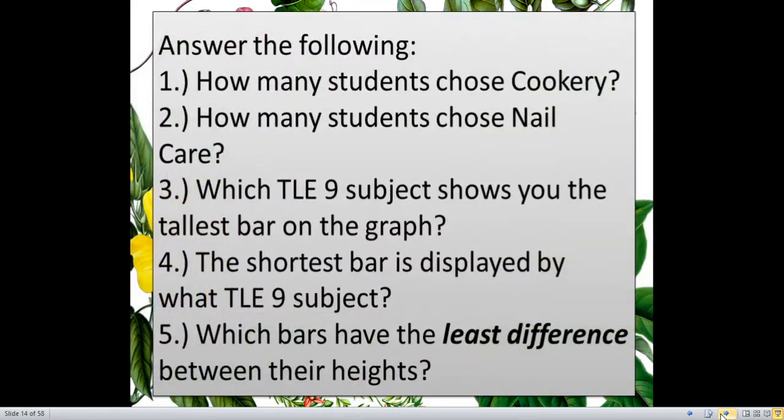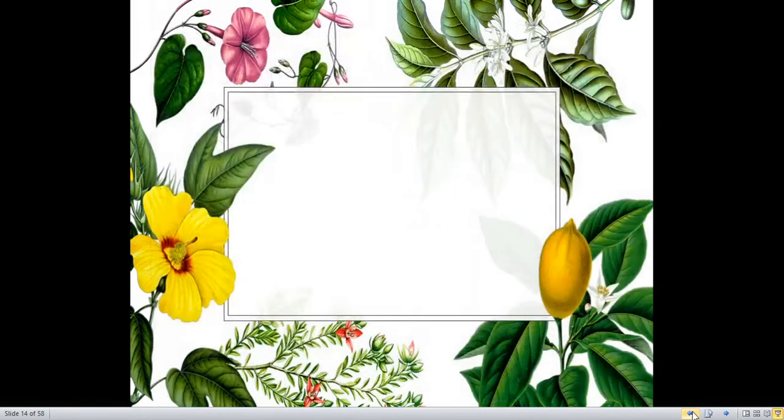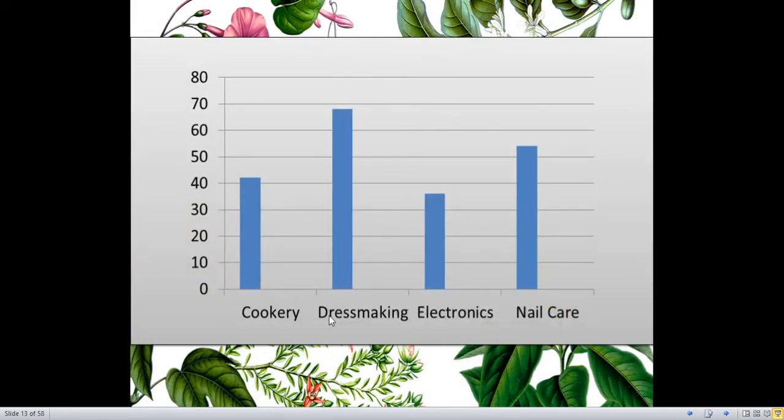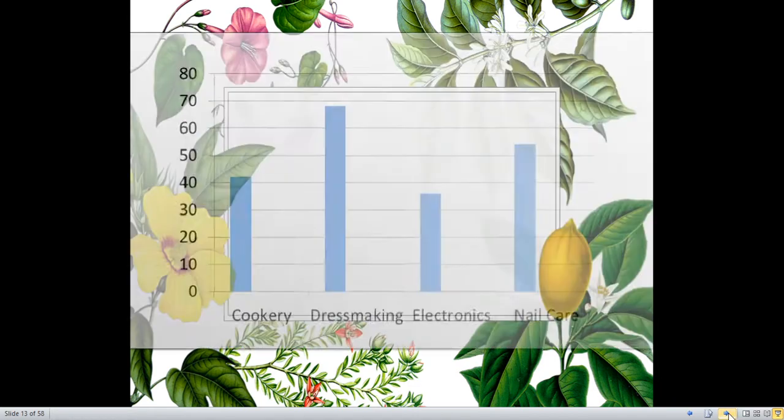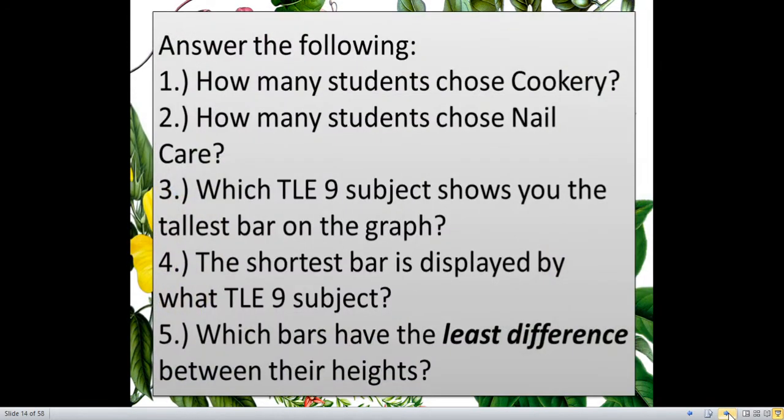And lastly, which bars have the least difference between their heights? Difference means you're going to subtract, to find the least difference. So our answer will be cookery and electronics. So by the bar graph, we can easily answer some questions that are being asked about the data.